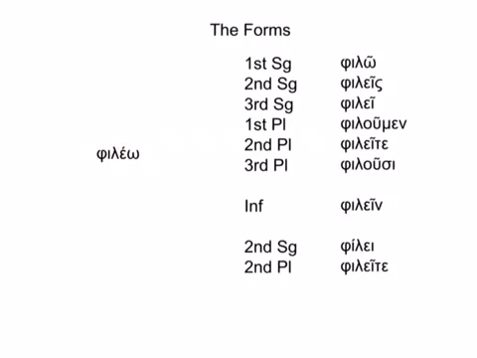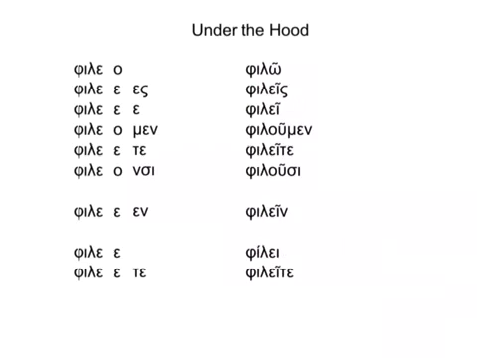I'll go through the forms first, and then I'll show you where these forms come from later. So our forms are philo, philes, phile, philumen, phileta, philusi, for first, second, third singular, and first, second, third plural. The infinitive is philein. The second singular and second plural imperative are phile and phileta. So where did these forms come from?